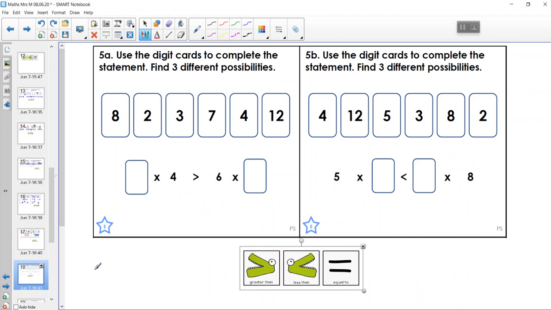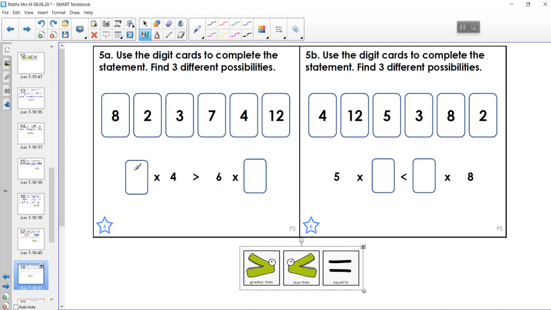Okay, this is going to be our last one for today, children, so let's look at this very carefully. It says, use the digit cards to complete the statement. Find 3 different possibilities. So this is greater than. So the things on this side must come to a total that is greater than this side.